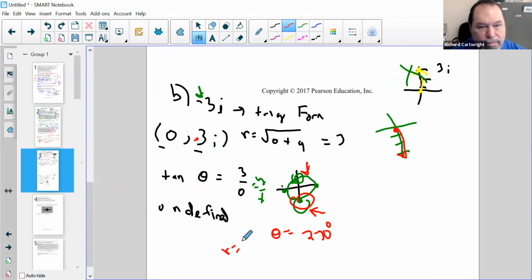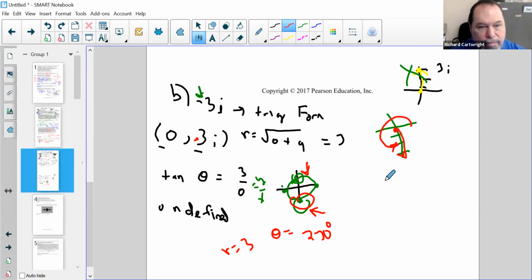And we already found r. R was going to be 3, it came out to 3 because of this. You can't take the square root of a number and get a negative 3, even though it is down. But that just tells us our direction. If we go all the way around, that's why we're down here.